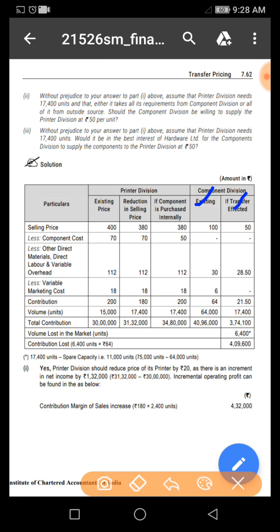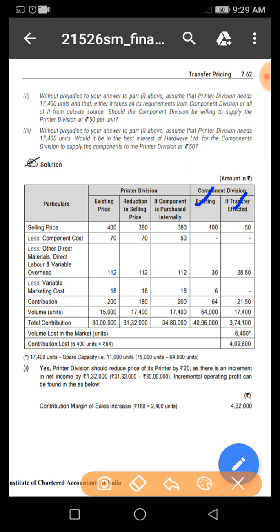But since they are transferring 17,400 to the printer division, how much demand are they going to lose from the outside market? In total they have demand of 75,000. Of that, 17,400 they are going to transfer to the printing division. So only 57,600 they can sell to outsiders, whereas outside demand is 64,000.